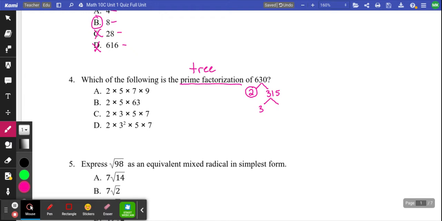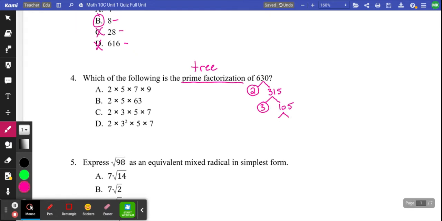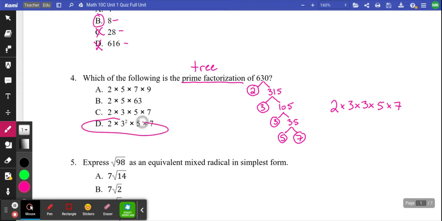And you get 105. Notice that I'm circling the prime number because that can't divide, so I don't go any further with that side of the tree. 105 can divide by 3. It gives me 35. 35 can divide by 5. The result is 7. The numbers that I've circled are called your prime factorization. So we have 2 times 3 times 3 times 5 times 7. If we look at our answers, that's it right here, D. They just didn't do 3 times 3, they wrote 3 squared.